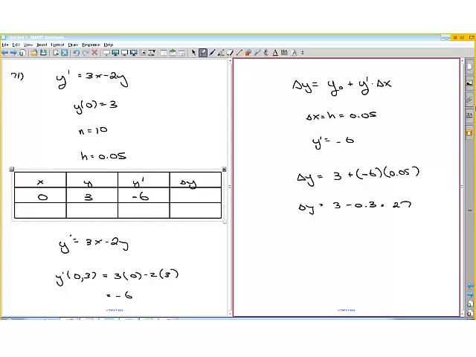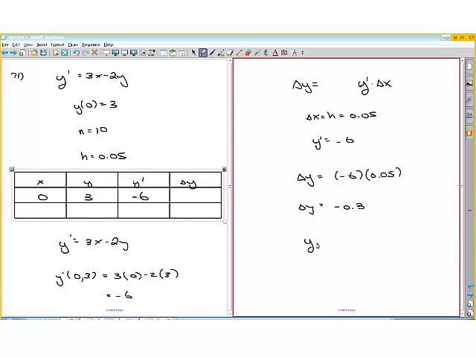Did I do that right? Oh, no. Okay, sorry. Delta y is just y prime times delta x. So let me fix that. So delta y is y prime, which is -6 times delta x, which is 0.05, which is going to be -0.3. So that's delta y. That's how much y changes.